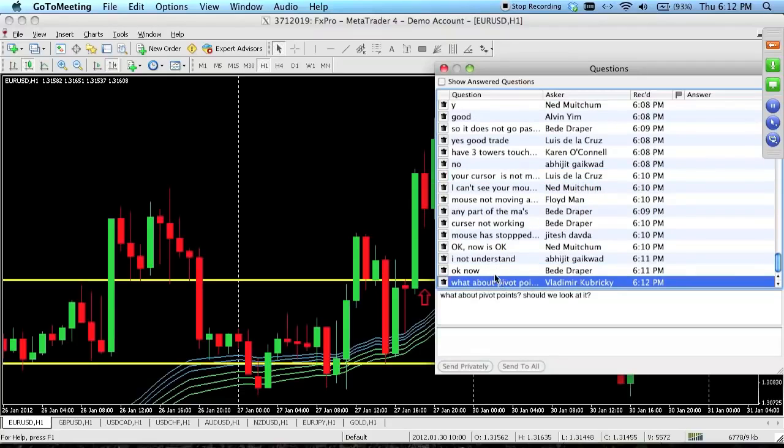Okay, it's working now. Okay, great. What about pivot points? Should we look at it? You can. If you want to go for more precise exits, always use pivot points. Pivot points are the best thing ever.